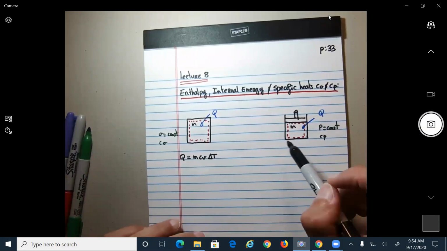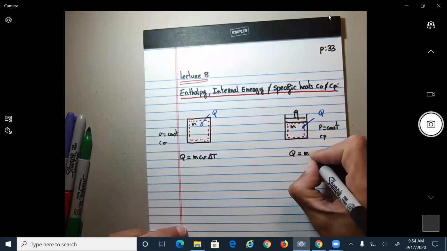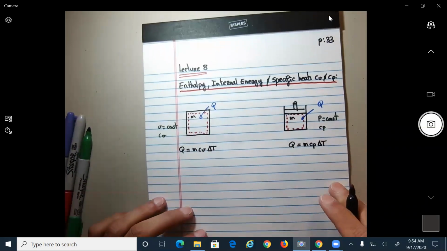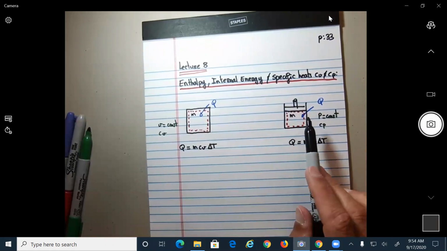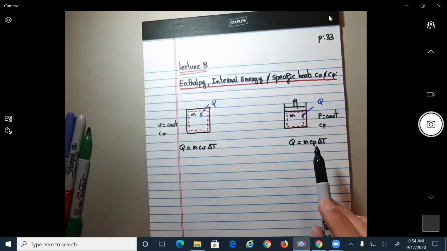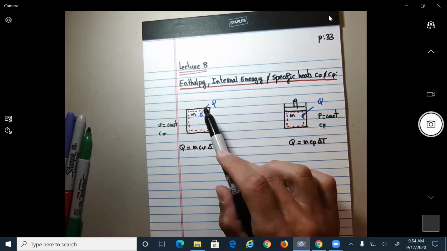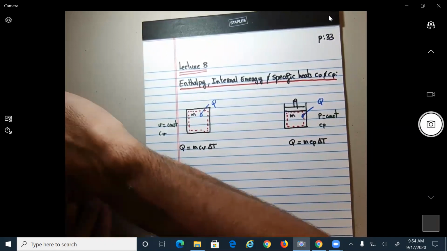All right? But for this case, the Q will be equal to what? The mass, C sub P, delta T. So here pay attention because you have the same amount of substance, okay? All right, the same amount of substance, but here the volume is fixed and here the pressure is fixed. And these values are not going to be the same. Okay, you don't put the same amount of heat here to raise this one 1 degree as you put over here for the closed system. All right. Okay, so let's do the derivation of this one here very quick.